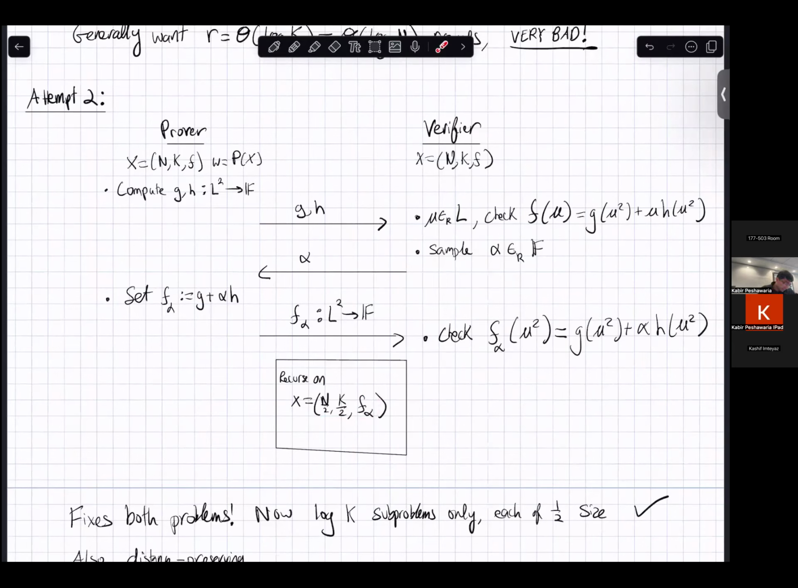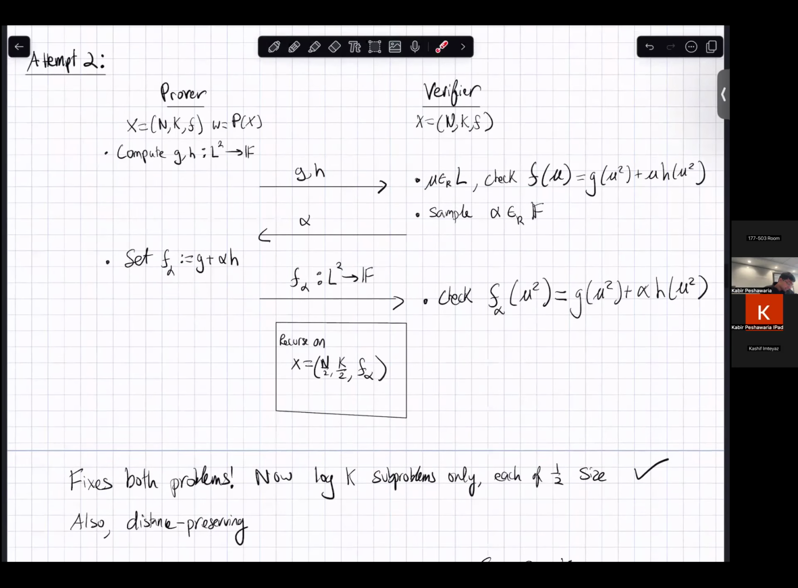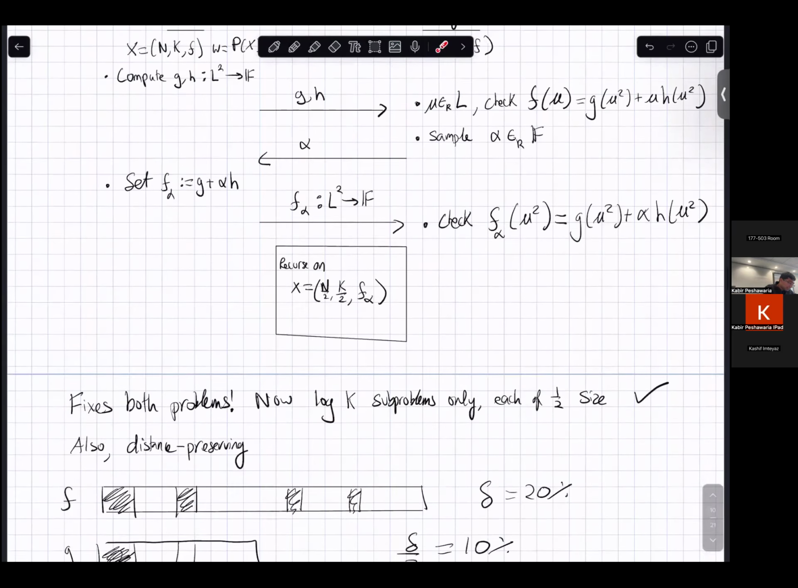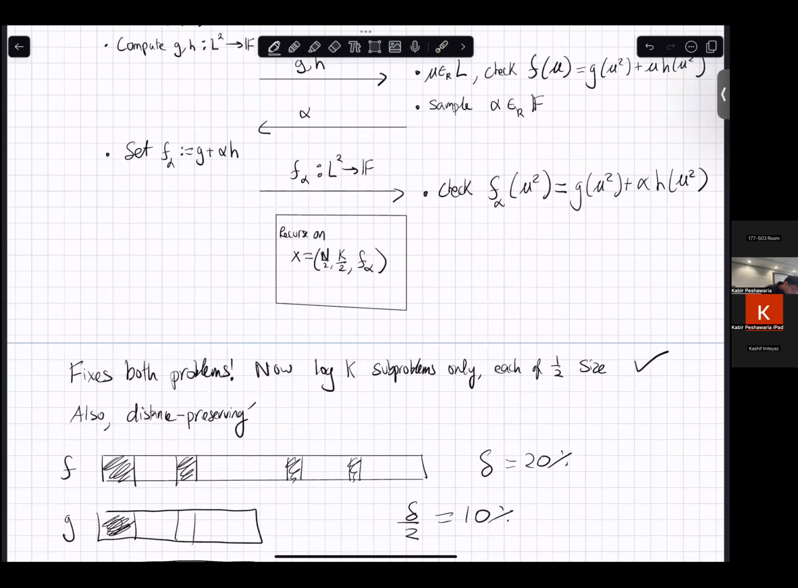Okay. So basically the verifier is doing 2 tests right now. Hey, are you really allowed to reduce F to G and H? Okay, this test passed, fine. Hey, is this thing really the batch of the 2 things you gave me before? Okay, cool. So this actually does fix both problems. Now we have only log capital K subproblems, and each is half the size, and it's also distance preserving, with an asterisk.